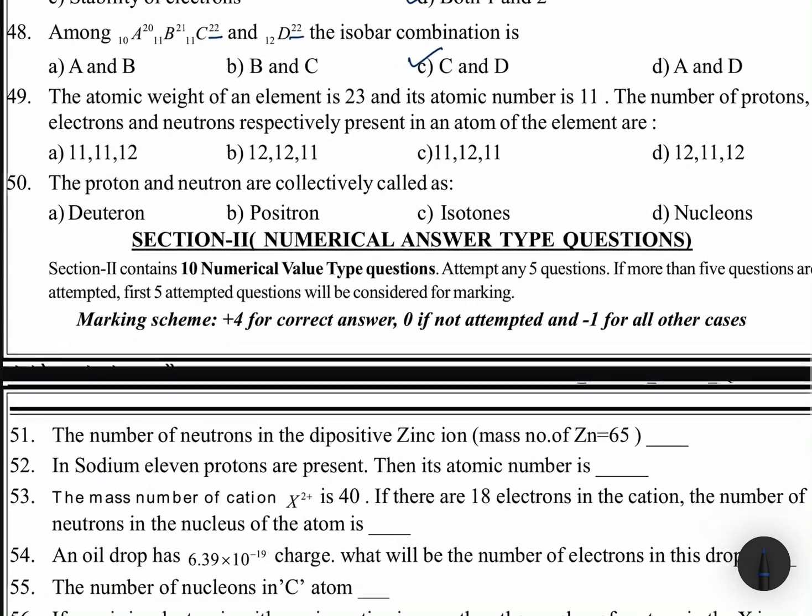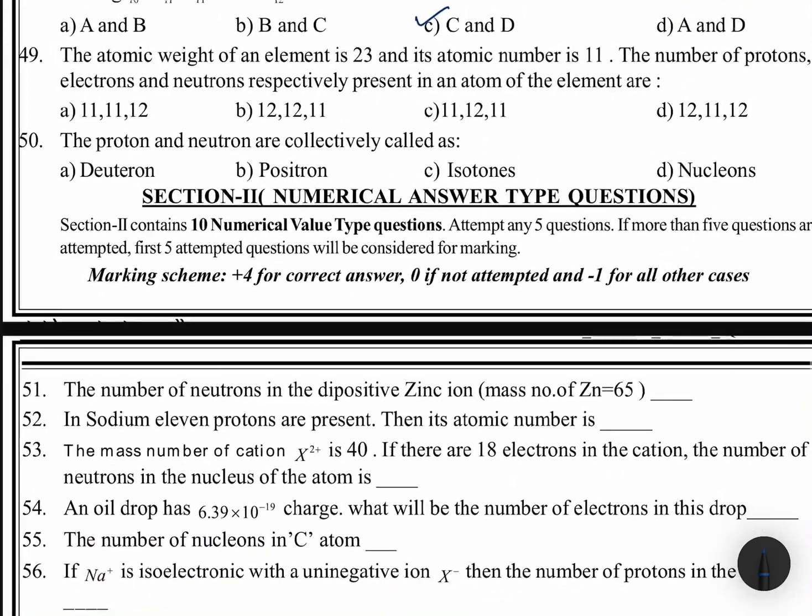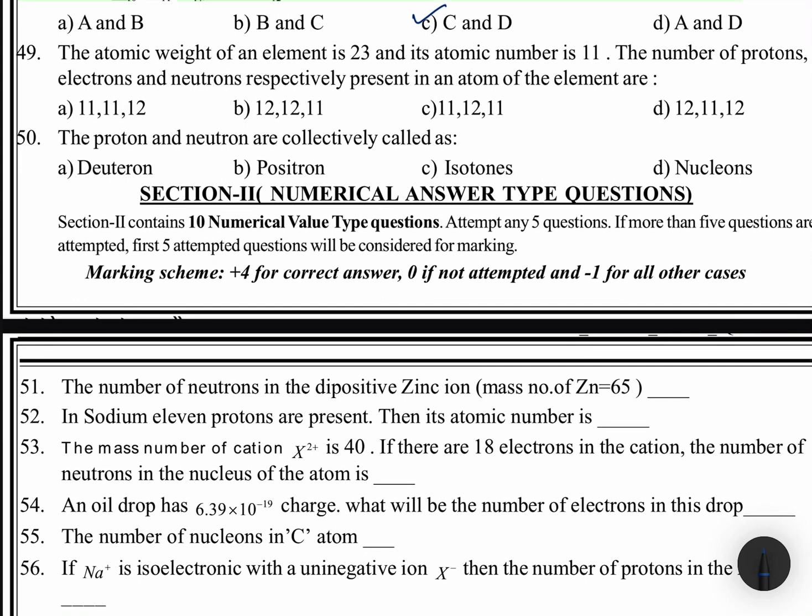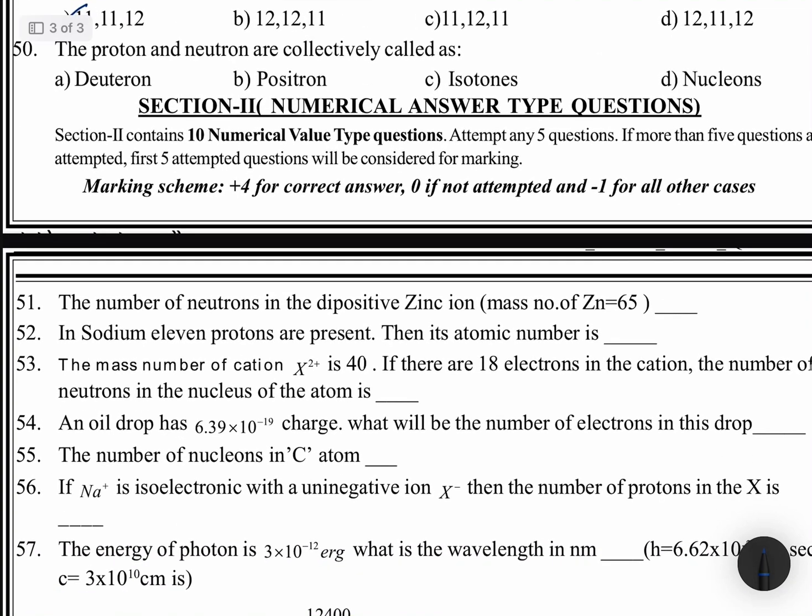The atomic weight of an element is 23 and its atomic number is 11. The number of protons, electrons and neutrons respectively present in an atom of the element is 11 electrons, 11 protons and 12 neutrons. Na? So 11, 11, 12. It should be A. The proton and neutron are collectively called nucleons.